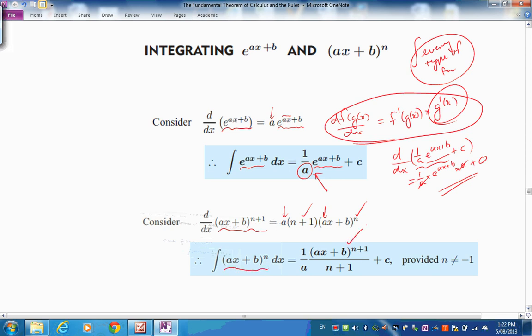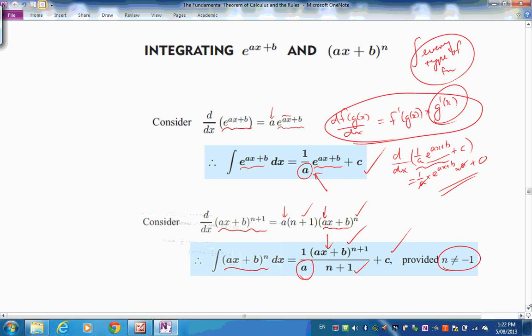Increase the power by 1, divide by the new power, and also divide by the derivative of what's in here. So we have a function of a function rule being reversed here for simple linear functions. It only works if the derivative of what's in here is a constant, and we'll come and see that later on. Don't forget the c's here. And you obviously can't have n equal to -1. You can't be dividing by 0.